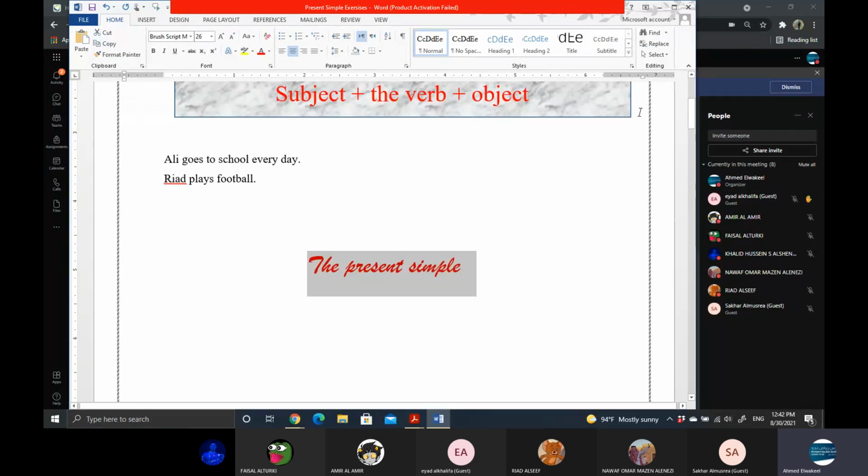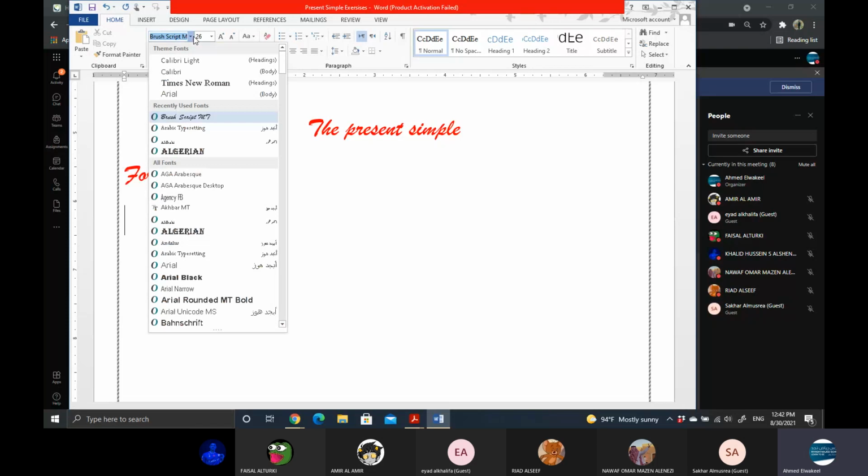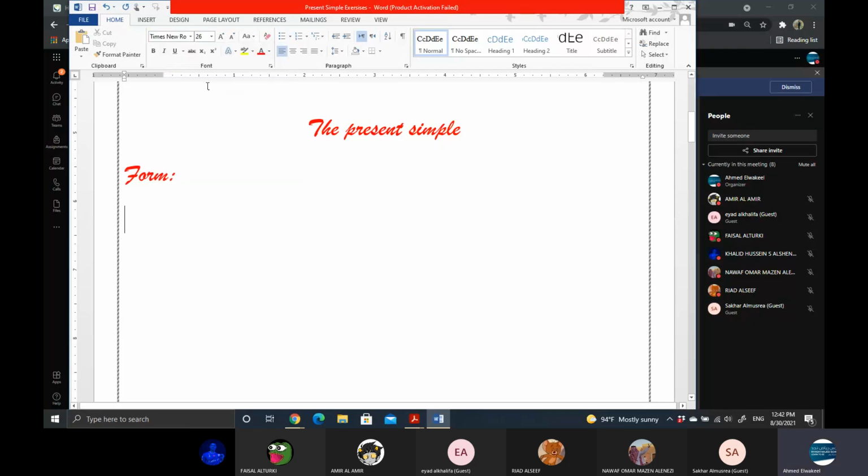So to start with the present simple, yes, Iyad, do you have any question? No, teacher, sorry. Okay, any problem. To start first with the present simple, we'll start with something that is called the form. Form means what this sentence is made of, or what the main components of this tense are.